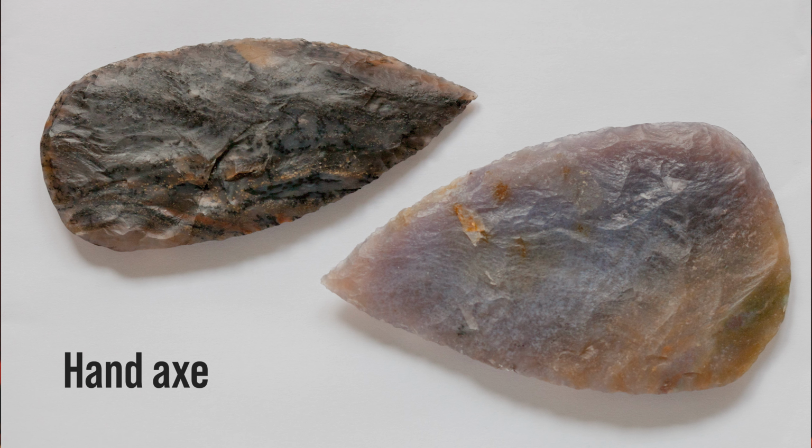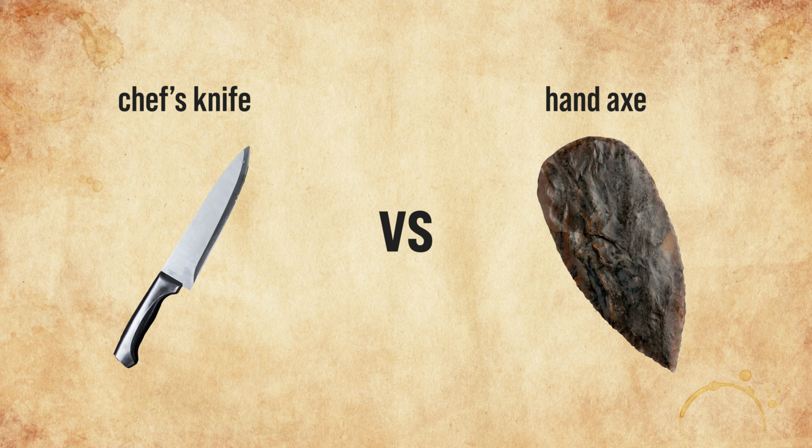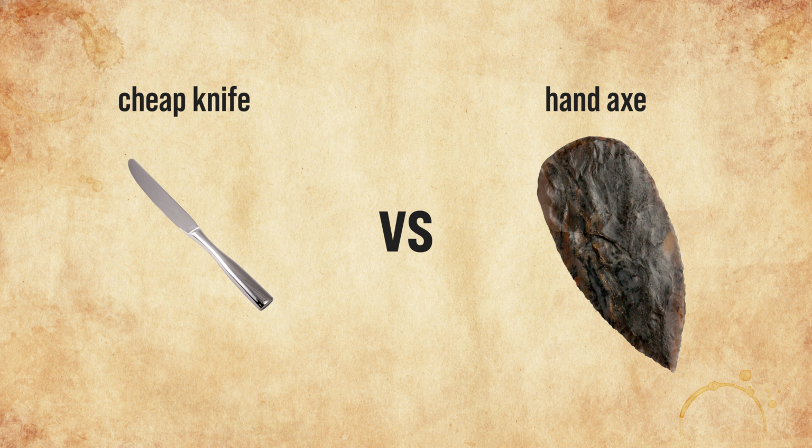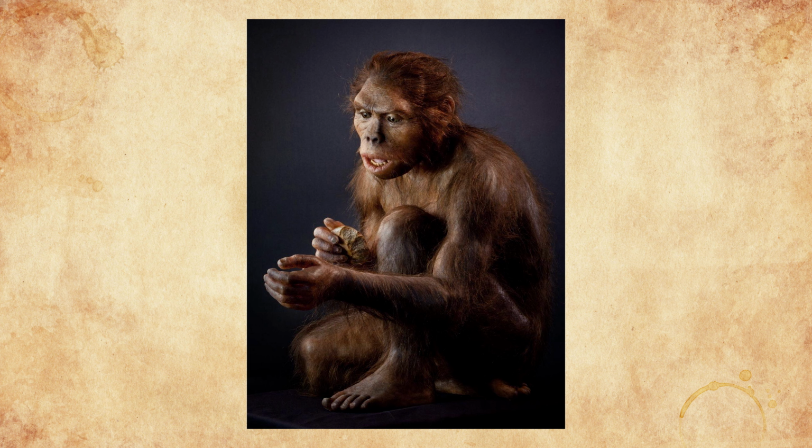So, at first, these stone tools were very rudimentary. This here is called a hand axe. It was held by the blunt end and with the sharp end pointed toward the target. They were relatively basic tools, not quite the chef's knife. Even a cheap knife bought from a local store got better. In other words, 2.5 million years ago, there were already walking human ancestors with tools.